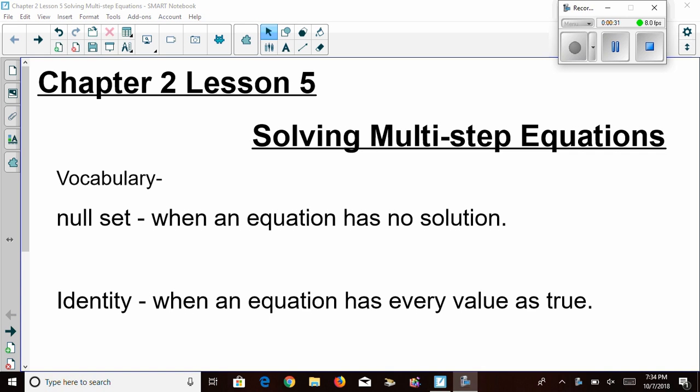We're also going to talk about multiple different types of solutions that we could get. You'll see that on an upcoming slide. Let's start with the vocabulary.